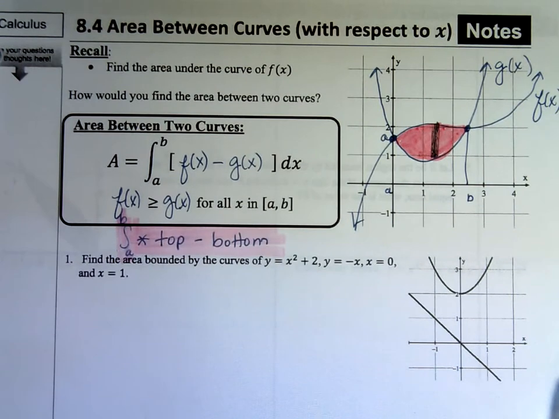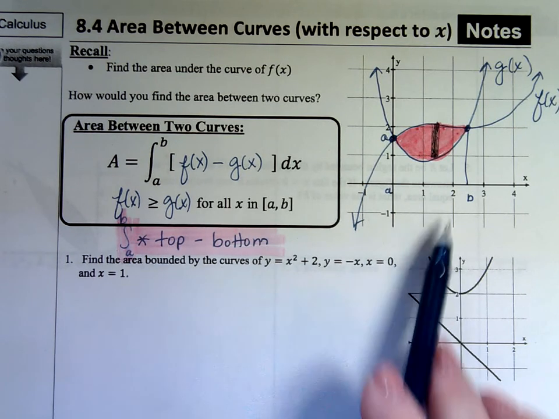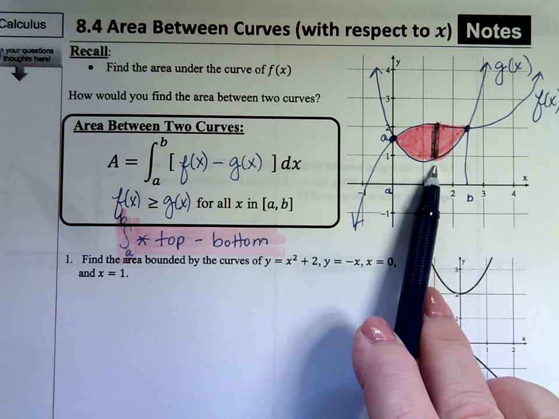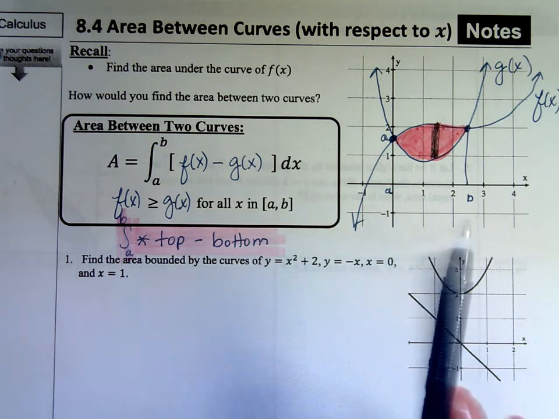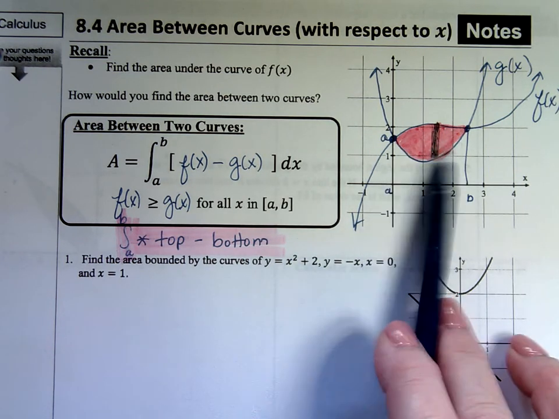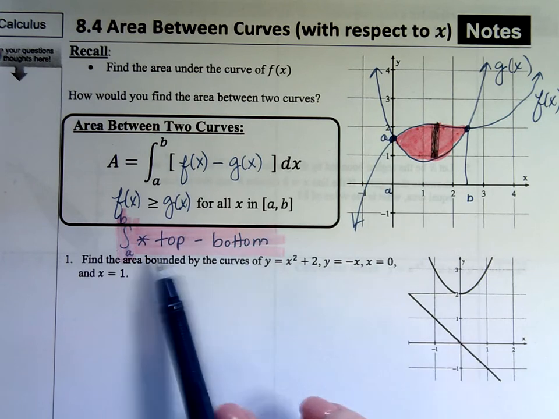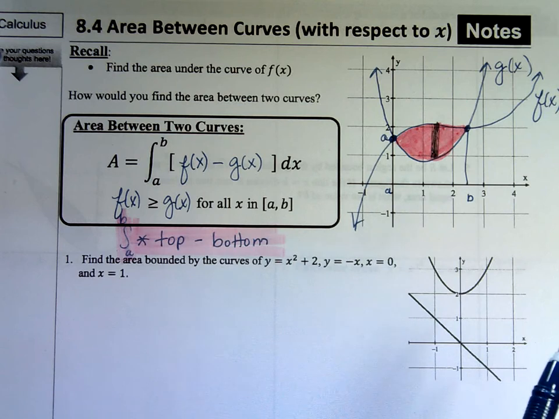So let's try some problems. This whole section is always going to be top minus bottom, because I'm looking at a representative rectangle that's vertical. And these are the ones that are with respect to x. The next section we're going to go with respect to y. And just as an FYI, our representative rectangles are going to be horizontal, and instead of top minus bottom, it'll be right minus left. We'll get there, but just to give you a heads up that that's what's coming next.